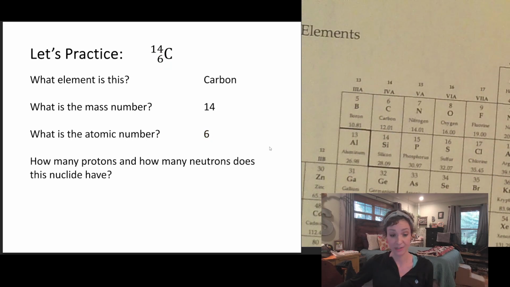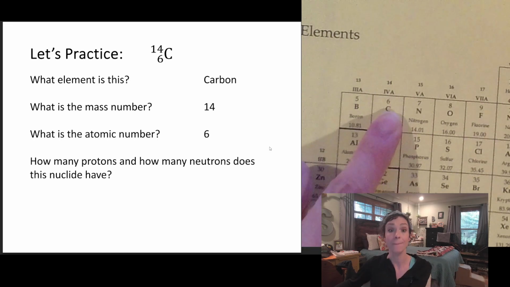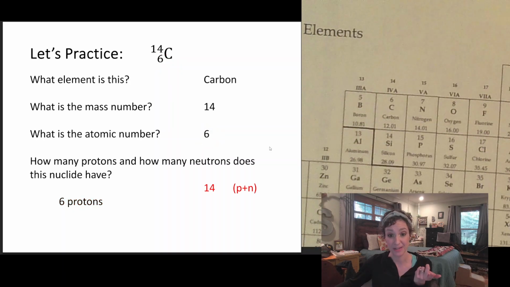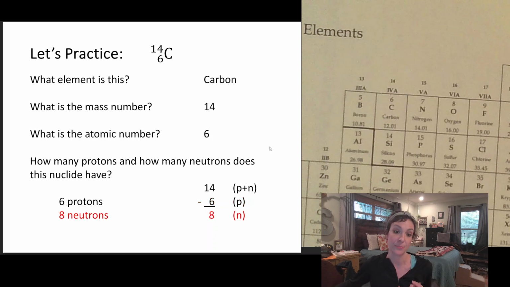Speaking of that atomic number, I can now figure out how many protons and how many neutrons this nuclide has. Well, how am I supposed to do that? That atomic number means something. It tells me how many protons I have. I have 6 protons. Well, how am I going to figure out the neutrons? You guys, that's where the mass number comes into play. The mass number, that 14, is the number of protons and neutrons together. And then from that, I can subtract the number of protons to get the number of neutrons, which is 8 in this case. Amazing.